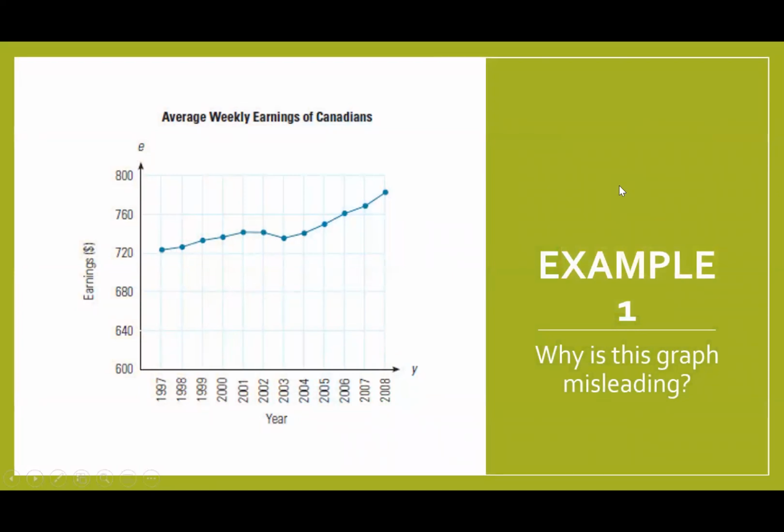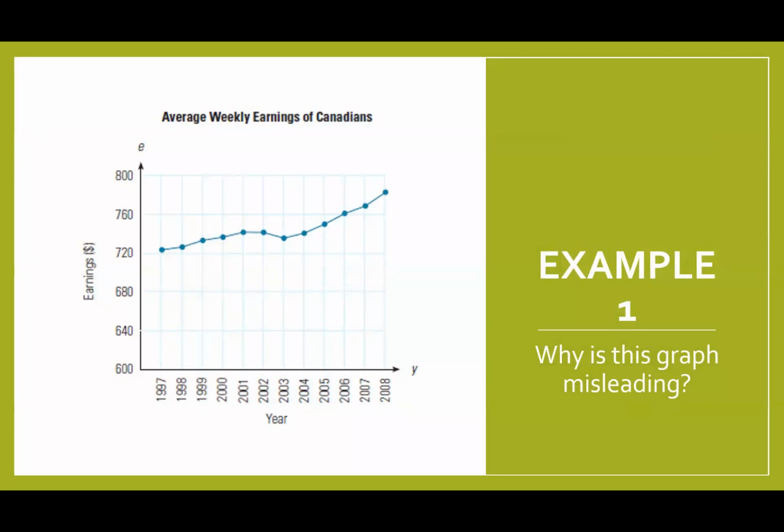So example 1, why is this graph misleading? It looks like there's a pretty large increase. This is representing average weekly earnings of Canadians. It looks like there's a pretty large increase from the beginning of the graph, 1997, to the end of the graph at 2008. But if we look closely at the vertical axis, you see that the scale doesn't start at 0. And that's something that we learned in the first lesson, is that the scale always has to start at 0. This one starts at 600.